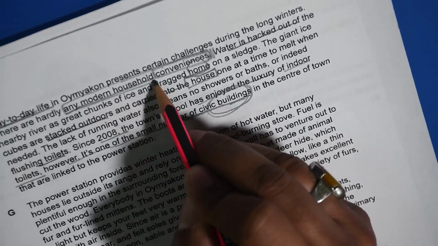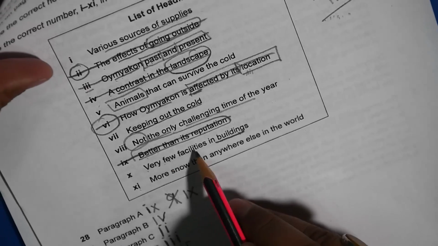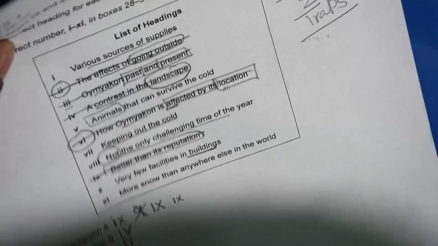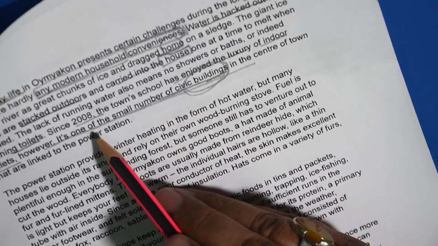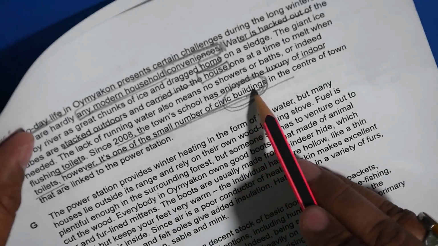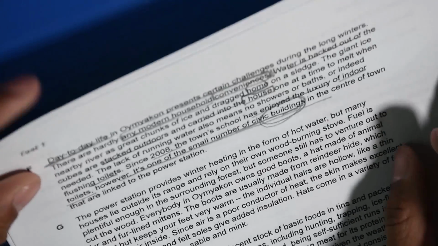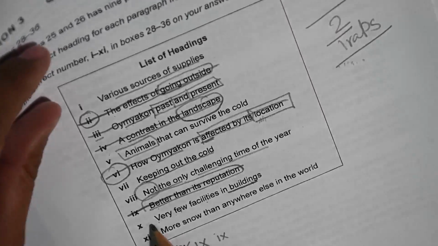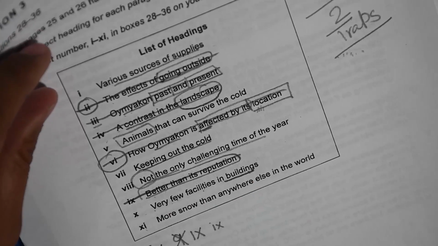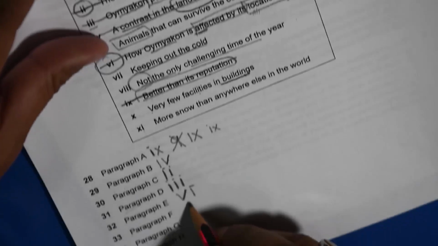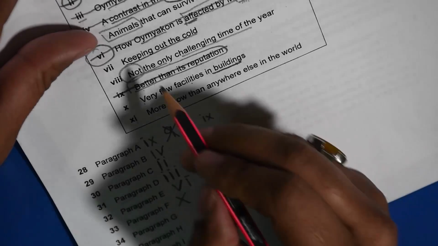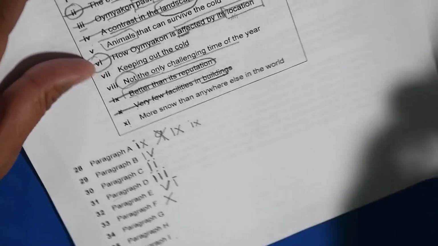Now one clue is here and one clue is over here. It's one of the small number of civic buildings, and then very few facilities in buildings, that can be home as well. So option number 10, very few facilities in buildings, is going to be the right answer for paragraph F. Number 10 is taken, so we cross it out here as well.